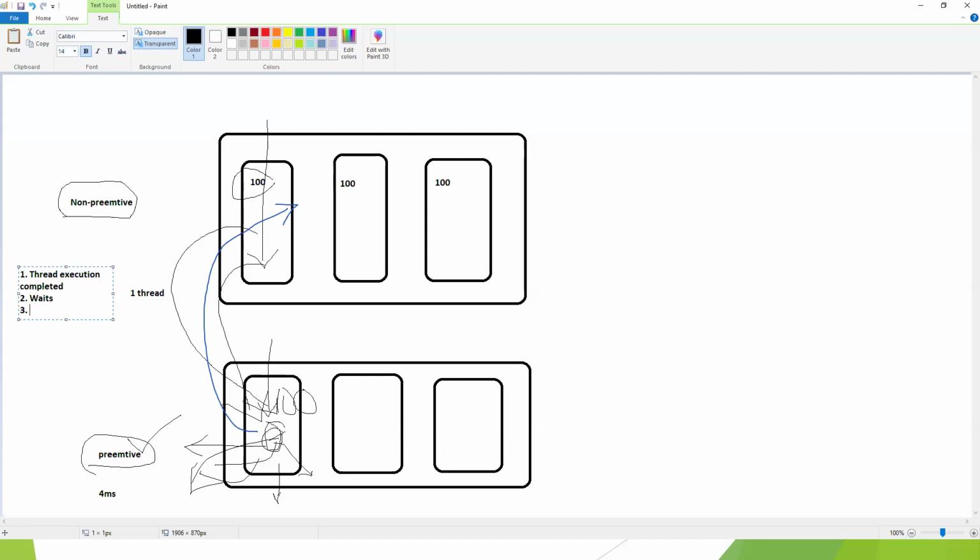Let's say some yield points. What does it mean by yield point? This is what we call yielding. Yielding, yes, Sridhar.